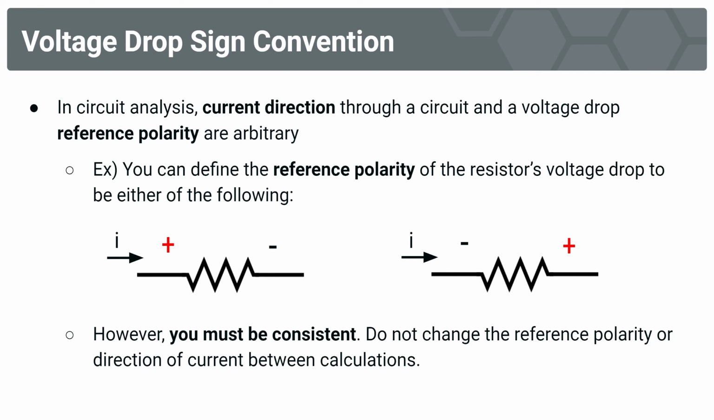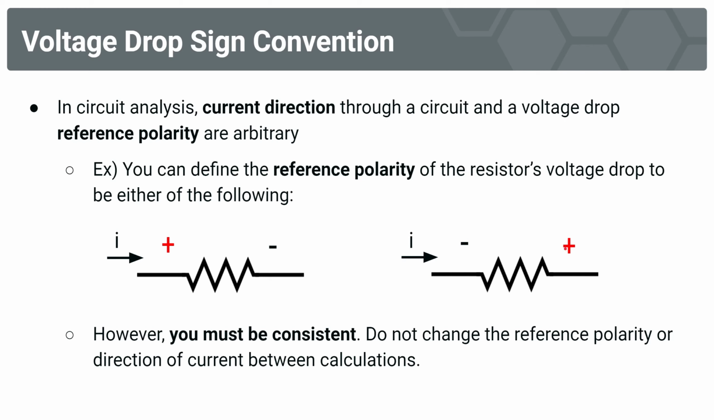We need to talk about the sign convention of a branch's voltage drop. As a very important note here, in circuit analysis, the current's direction through a circuit and a branch's voltage drop reference polarity are arbitrary, meaning you can define the reference polarity of the branch's voltage drop to be either of the following. You could have a situation in which the current flows from the positive to negative terminal of the reference polarity, or current flows from negative to positive.